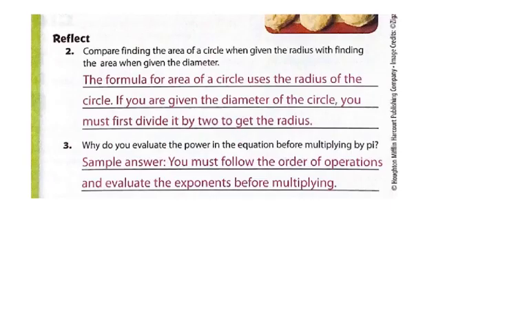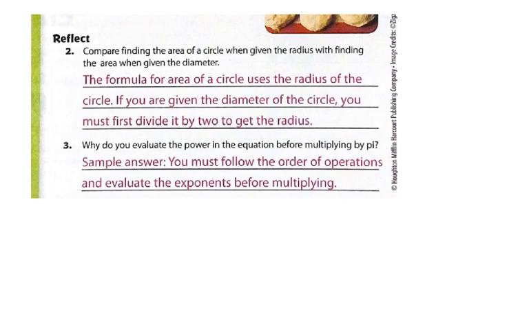So it said compare finding the area of a circle when given the radius with finding the area when given the diameter. Well, the formula for area of a circle uses the radius of a circle. If you're given the diameter, you're first going to have to divide by 2 to get the radius.